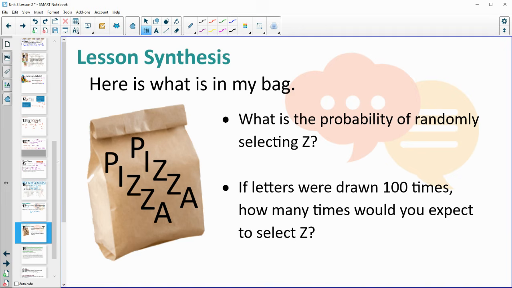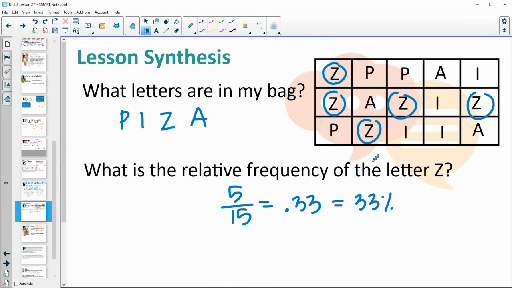So here's what's actually in my bag. So I had 10 slips of paper. The word pizza was in there twice. So now that you know what's in my bag, what is the probability of randomly selecting a Z? So now we see that there's 4 Z's in there. So there are 4 Z's out of 10 total letters. So the expected probability would be that we get a Z 4 out of 10 times, which is 0.4 or 40% of the time.